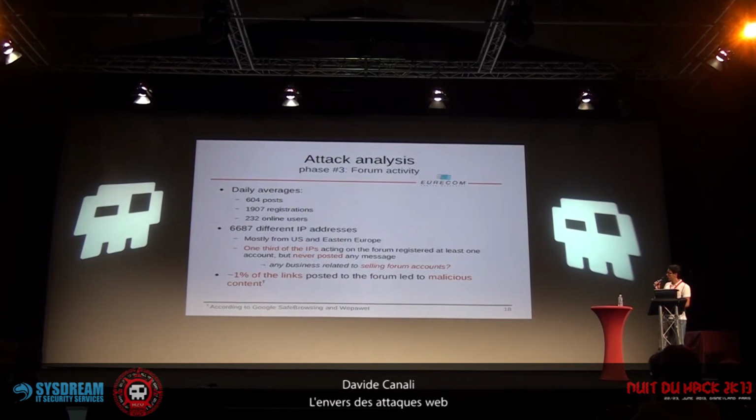So going to the forum activity, we decided to look in depth at what happened on the forum web applications we set up, because we had quite a lot of traffic on this application. We received, on average, more than 600 posts per day, almost 2,000 registrations per day, and more than 230 online users every day. We got requests from 6,600 different IP addresses all over the world, but mostly from the US and Eastern Europe.